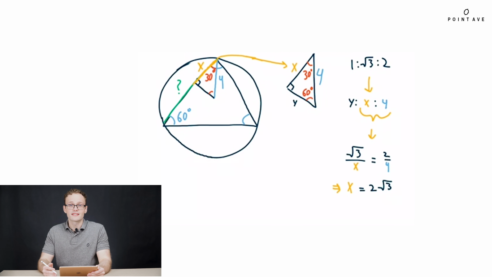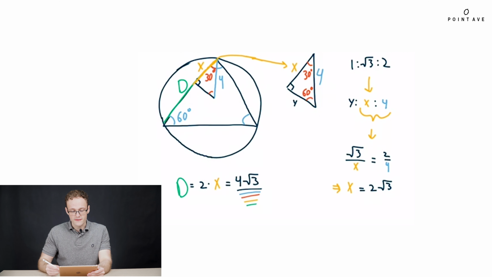Doing so gives us x equals 2 root 3. We're not quite done. Now we have to look back to our diagram and see that the distance we're actually looking for is twice this value that we just found, 2x, just by looking at our diagram. So our final answer is 4 root 3, and we're done.